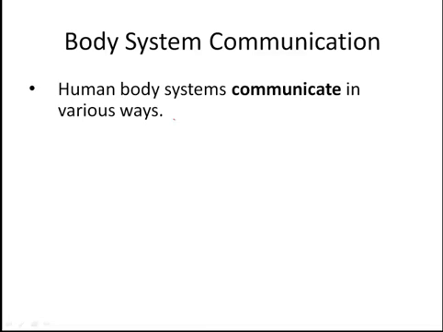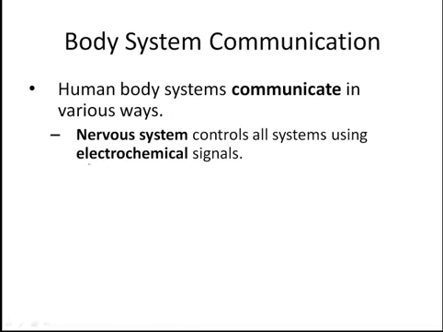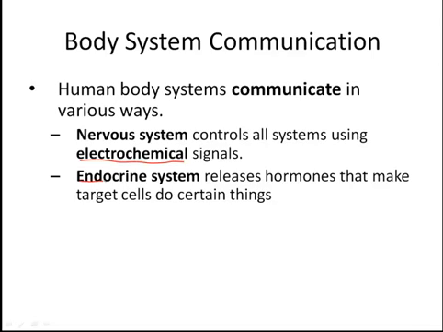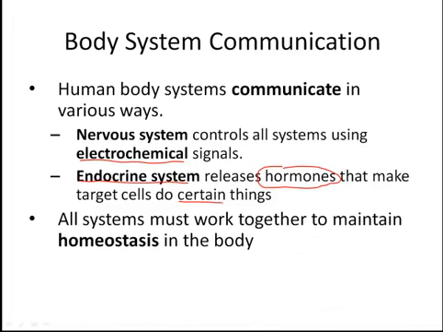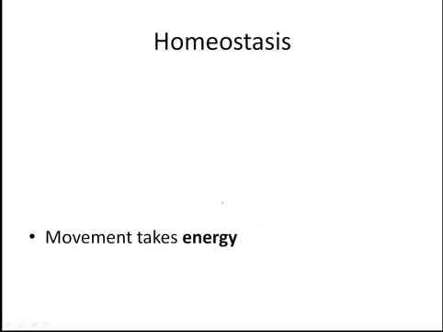Okay, standard 4.7 is all about communication between the different parts of your body. Okay, so the human body systems communicate in various ways. Nervous system uses electrochemical signals. We talked about that. The endocrine system is another system here that is going to use hormones that are going to make target cells do very specific things. Okay? All of our different systems have to work together in order to maintain homeostasis in the body.